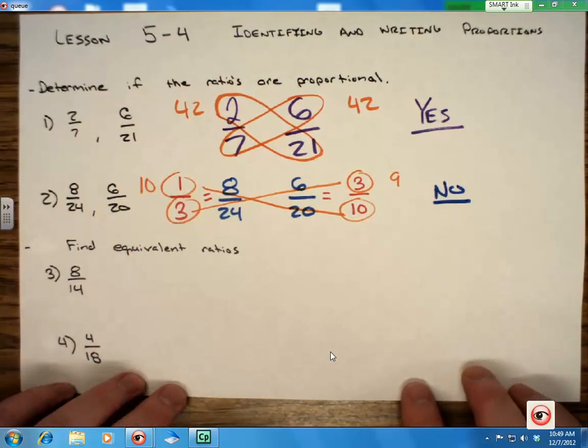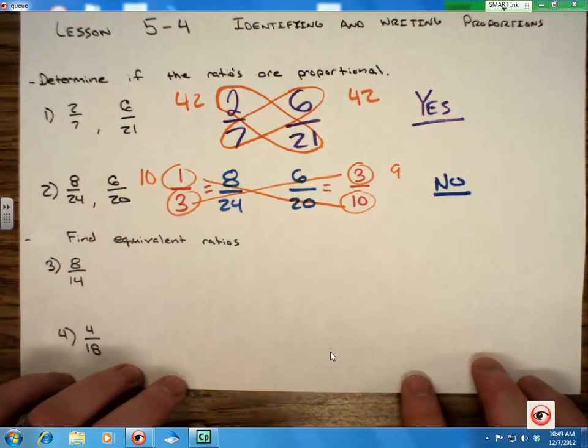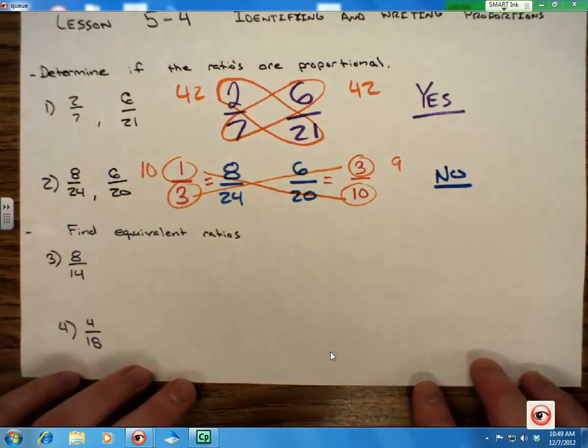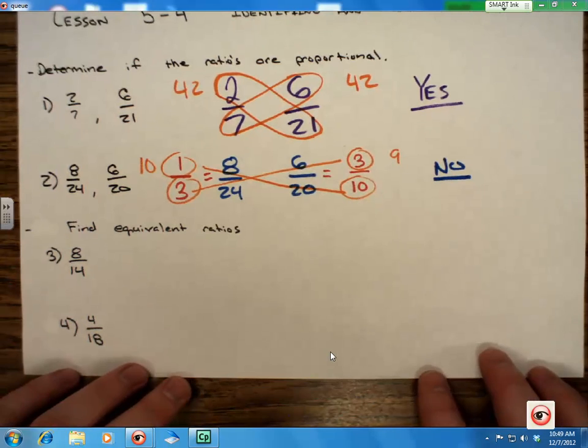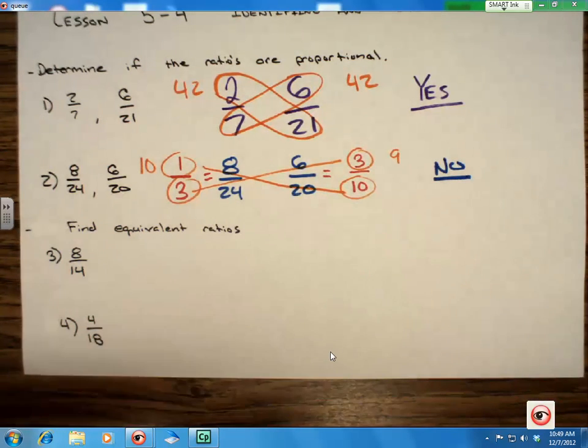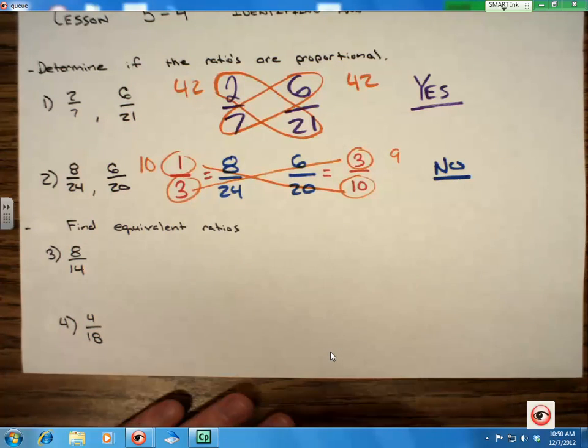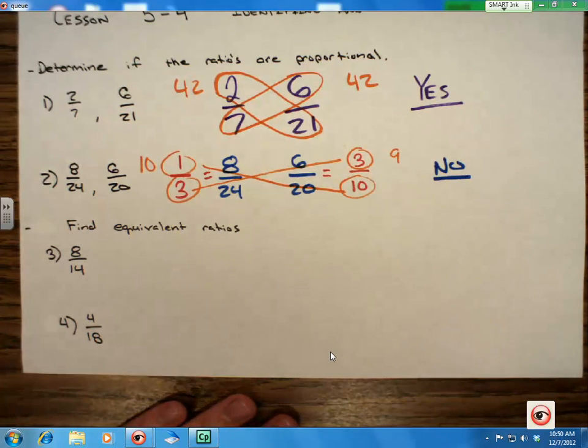Really, this is a building block lesson for the lessons that we have coming up. Okay? We have to know how to do this skill before we're going to be able to do our next skill that we're going to attempt next week. Now, let's take a look at number 3. Number 3 and number 4 is what we're going to be focusing on for our homework this evening, and it asks us to find equivalent ratios.